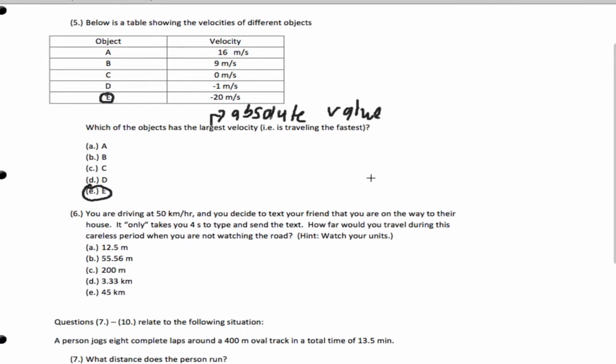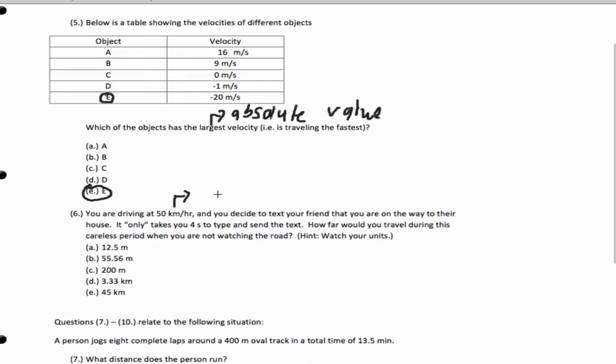Now, next question. You are driving at 50 kilometers an hour and you decide that you want to text your friend that you are on your way to their house. It only takes you 4 seconds to type and send the text. How far would you be traveling during this careless period when you are not watching the road? Now I have to admit, I'm not going to make you do unit conversions on the exam, but this is a good little exercise to practice with.